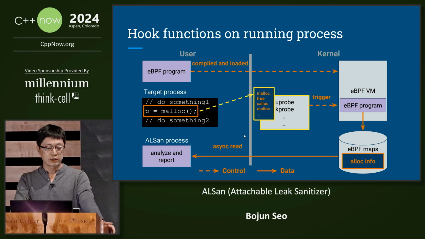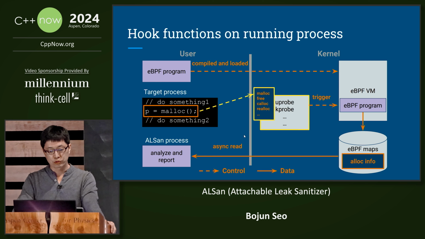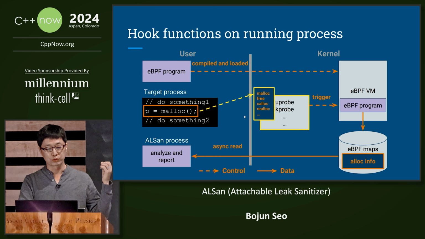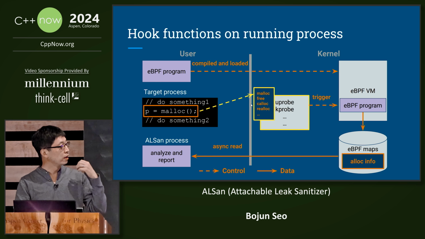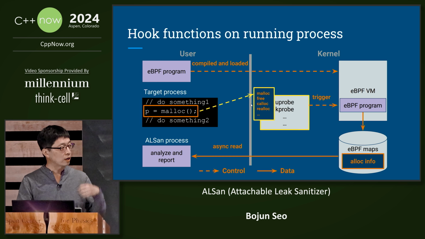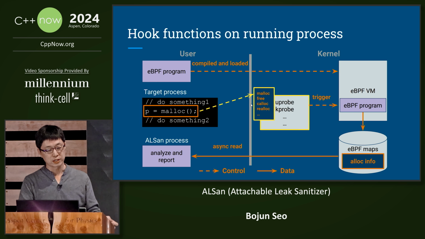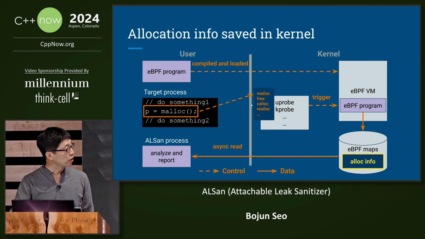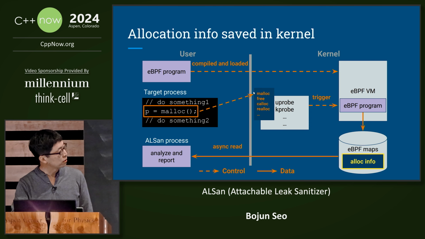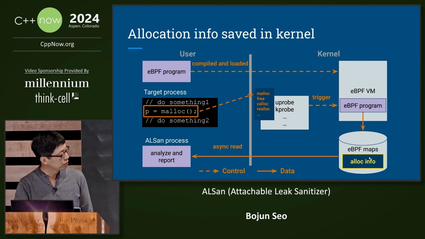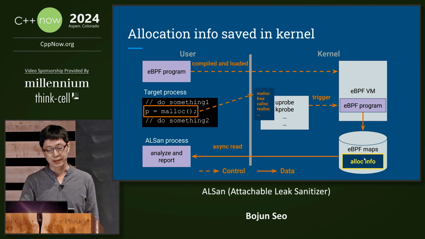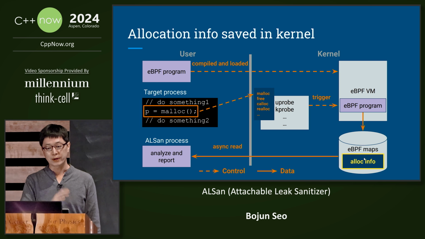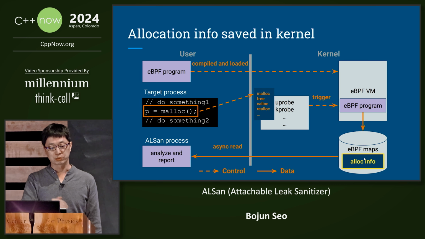You can check this one first. Here you can see that it hooks onto a running process, so it can start tracing dynamically. That's the first one. And second, the allocation information is saved in kernel space. You can see this bar here, and this is kernel space. It's kernel memory, by the way, so it doesn't affect the virtual memory of the target process.